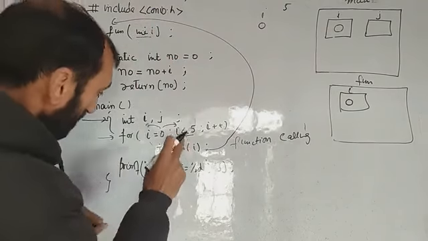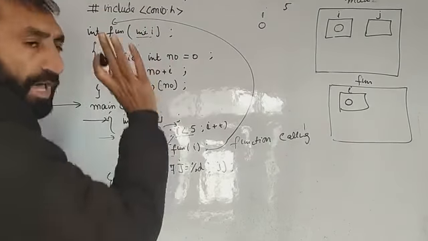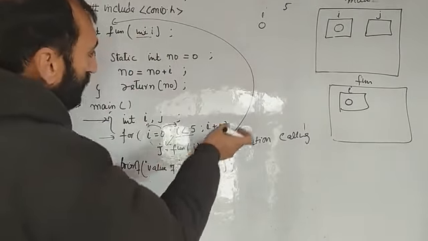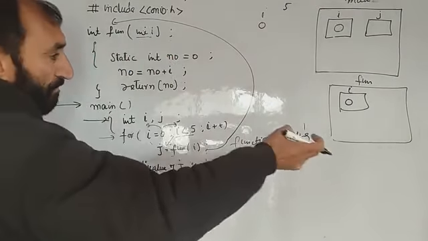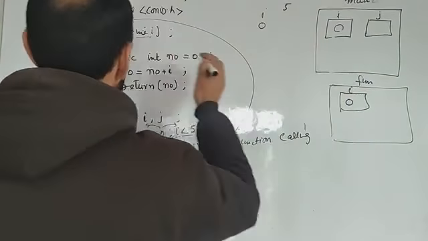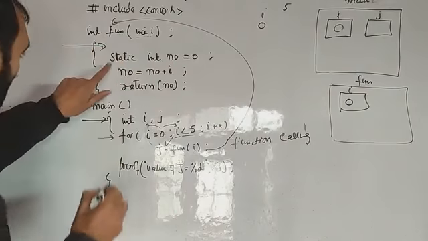These are the actual parameters, and these are the formal parameters. We have already discussed this. That means this i is going to be held by this i. The value of i is 0. And after that, the control will enter here.